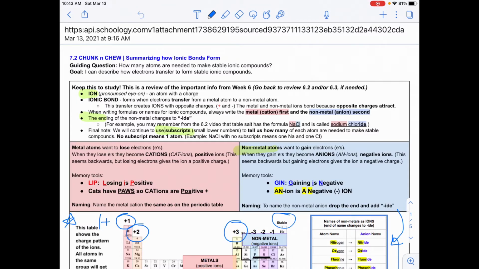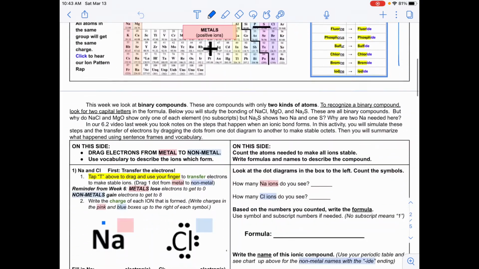All right, now we're going to go through how to do the examples, and the guiding question again is how many atoms are needed to make stable ionic compounds, and the goal: I can describe how electrons transfer to form stable ionic compounds. That's what we're going to try to do here.